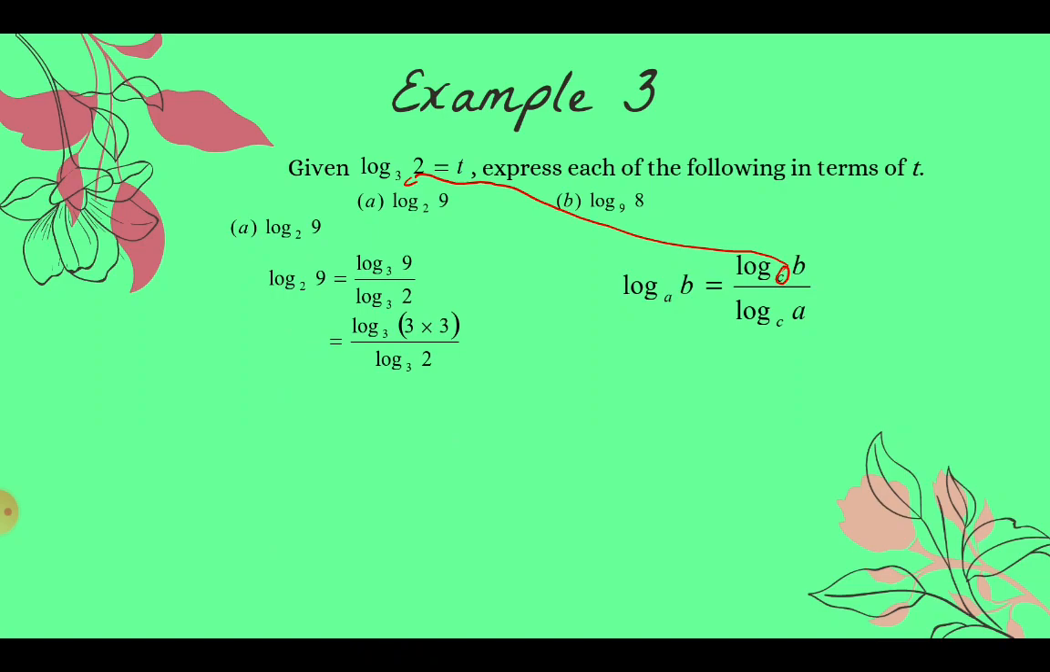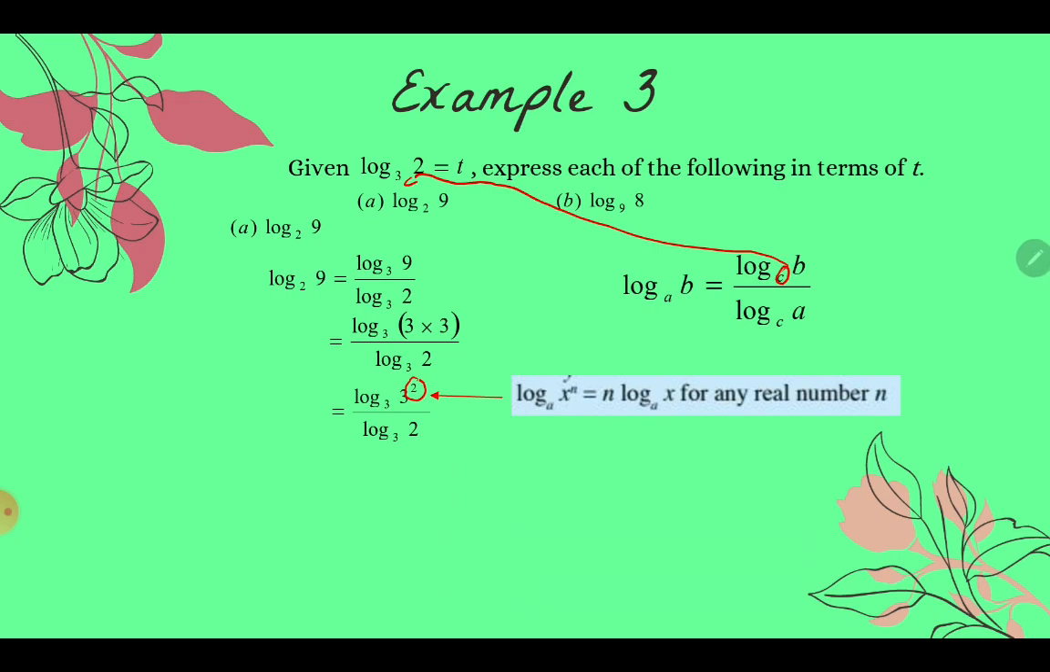So log 3 times 3 base 3 over log 2 base 3. So 3 times 3, you can simplify it as 3 squared. Okay, so we have log 3 squared base 3. So as you can see here, this is a power or index, right? So we have our power law, in which if we have log x to the power of n base a, then it will become n log x base a. So the power is in front of the log. So 2 times log 3 base 3 over log 2 base 3.